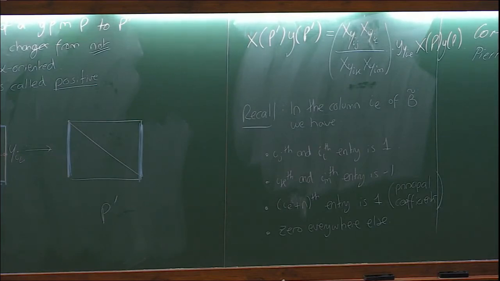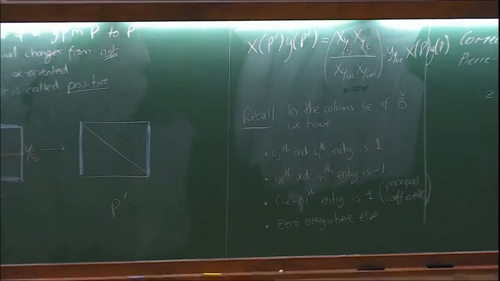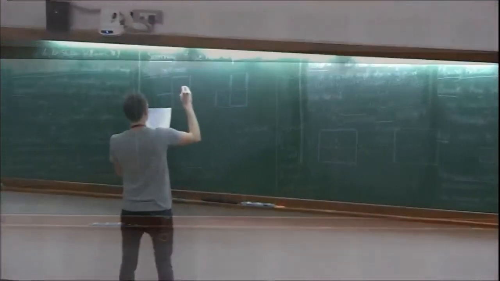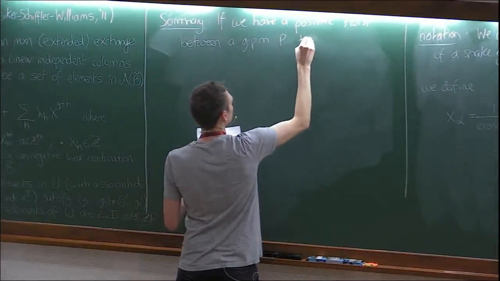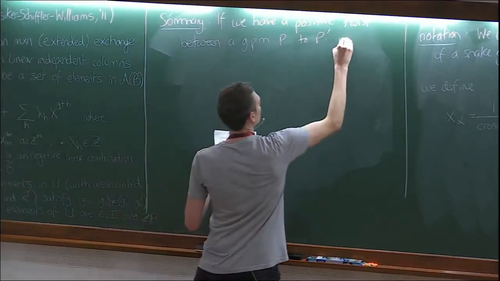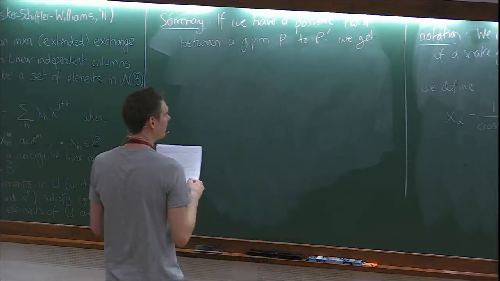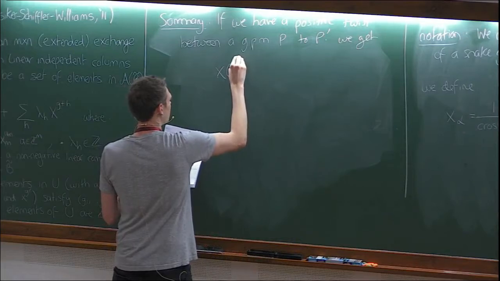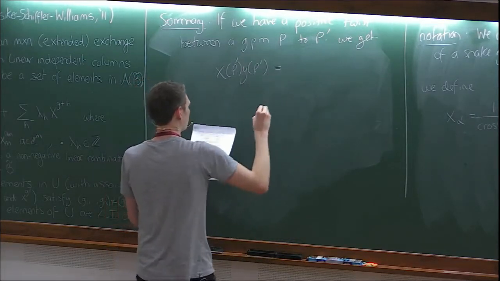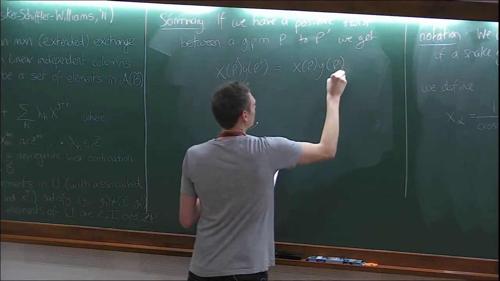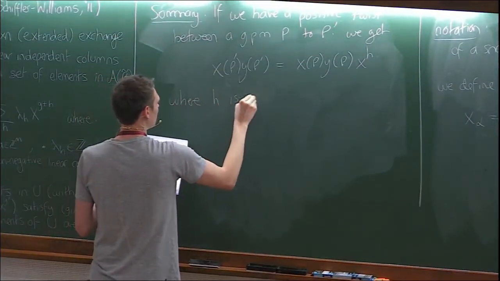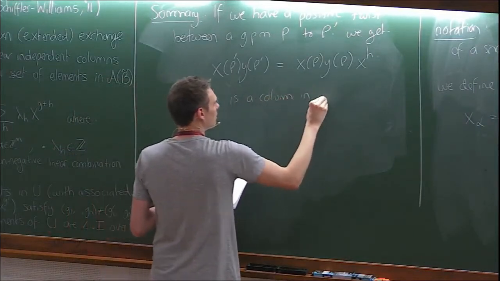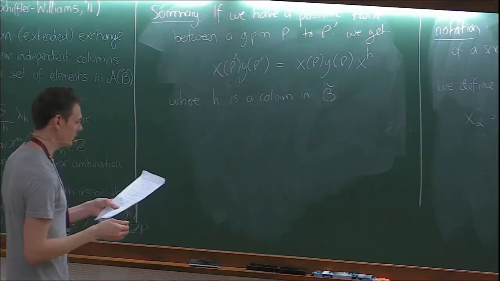Summary. If we have a positive twist between good perfect matchings P and P prime, we get in a simpler form that X P prime, Y P prime is equal to X P Y P X of H, where H is a column in our extended exchange matrix B tilde.